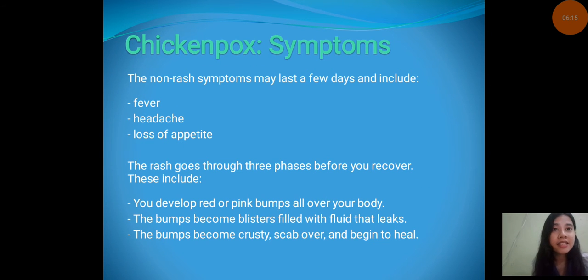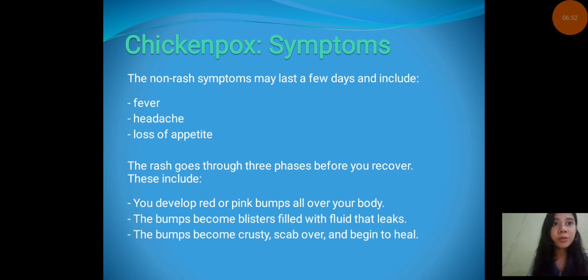Next is its symptoms. An itchy rash is the most common symptom of chickenpox. The infection will have to be in your body for around 7 to 21 days before the rash and other symptoms develop. You start to be contagious to those around you up to 48 hours before the skin rash starts to occur. The non-rash symptoms may last a few days and include fever, headache, and loss of appetite.